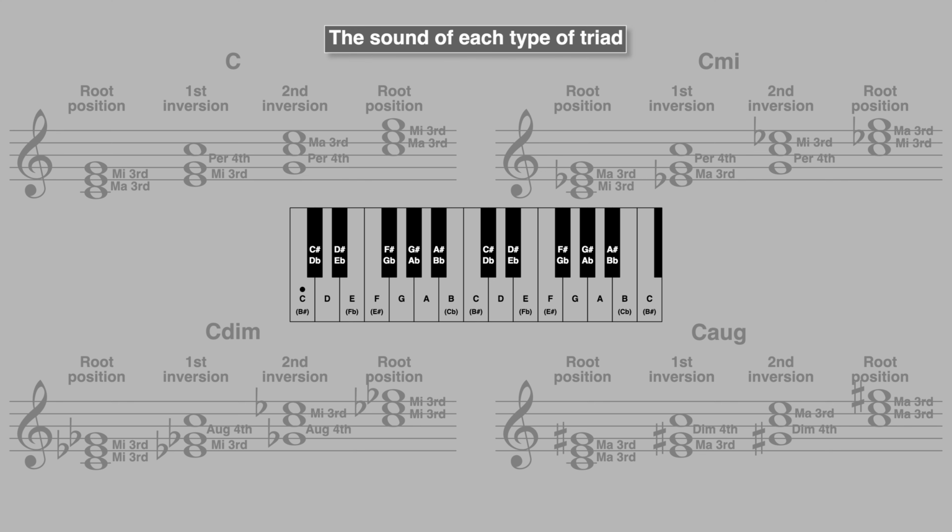Let's play the 4 triads in root position to hear the distinct sound of each triad type or quality. The major triad sounds happy. The minor triad sounds sad. The diminished triad sounds really sad because of the 2 minor third intervals. And finally, the augmented triad sounds dreamy because of the 2 major third intervals. The major and minor triads, or chords, are the most commonly used.